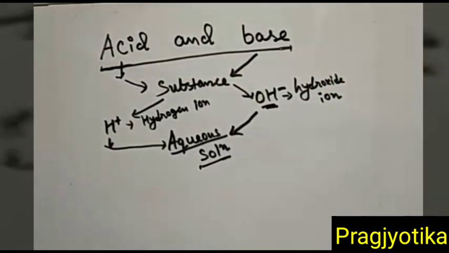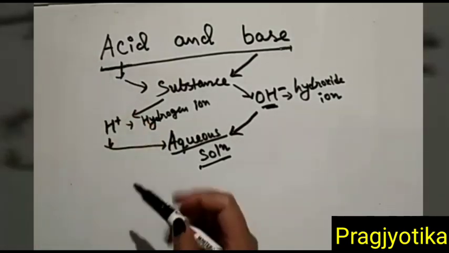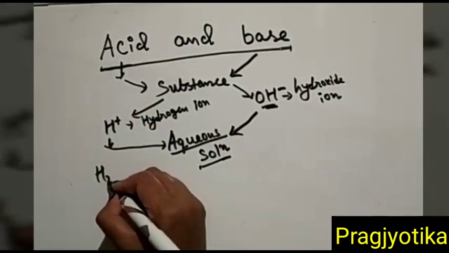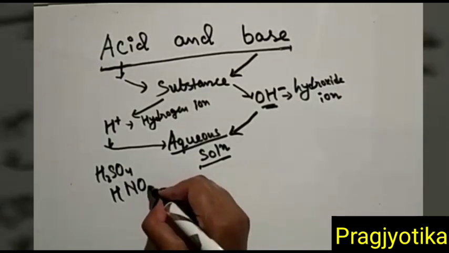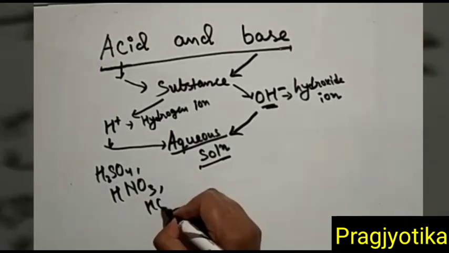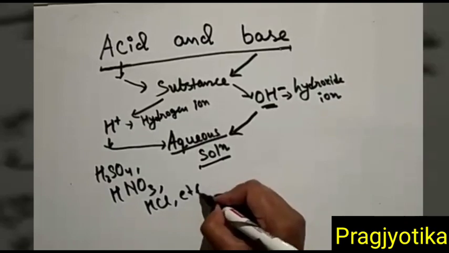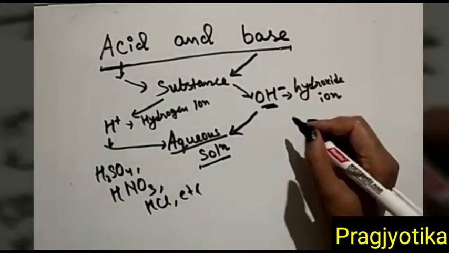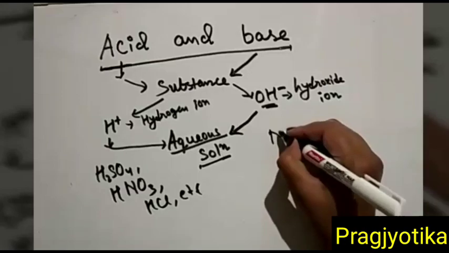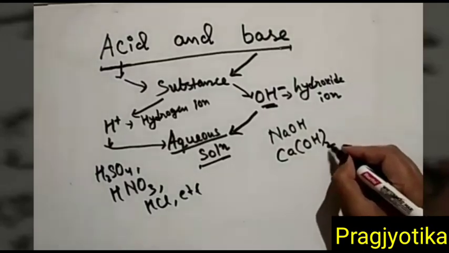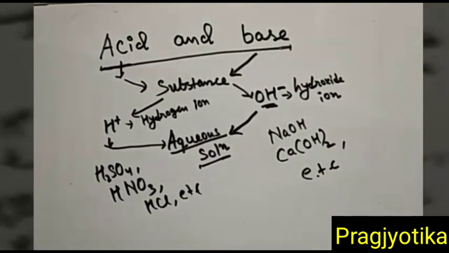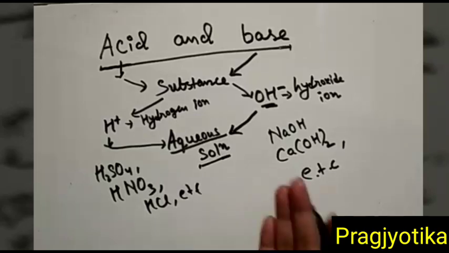So acid is a substance which gives hydrogen ion in aqueous solution, and base is a substance which gives hydroxide ion in aqueous solution. Examples of acids are H2SO4 sulfuric acid, HNO3 nitric acid, hydrochloric acid, etc. And examples of bases are sodium hydroxide, calcium hydroxide, etc. And in this activity, we will test whether a substance is acidic or basic in nature.